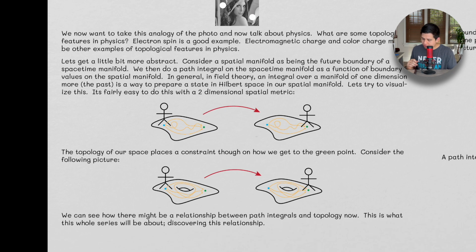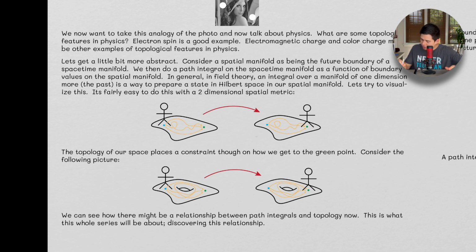Let's get a little bit more abstract. Consider a spatial manifold. Okay, this is the spatial manifold. What do I mean by that? A spatial manifold is really just three-dimensional space for right now. Let's just think of this manifold, this thing that I'm calling a manifold, as just three-dimensional space. You can move forward and back, left and right, up and down, right? Forget about time for right now.